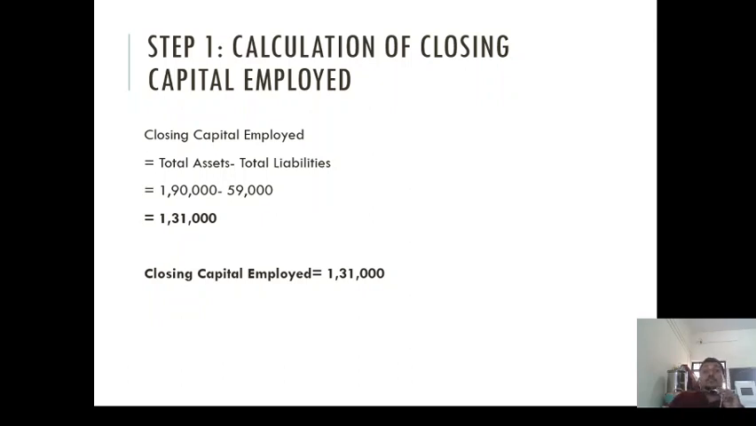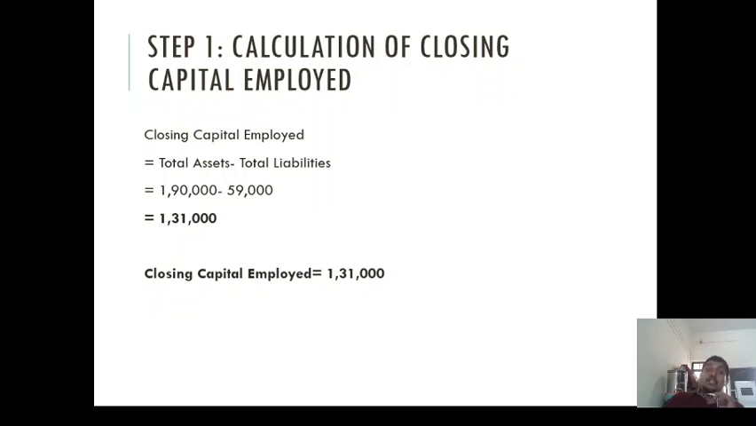Now calculation of closing capital employed, which is nothing but total assets minus total liabilities. 1,90,000 minus 59,000, and the answer is rupees 1,31,000. So the closing capital employed is rupees 1,31,000.